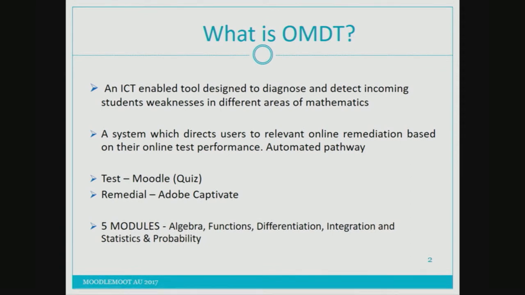It was piloted in 2014 in the science faculty, but today OMDT is throughout the university, and it is compulsory for the first year students to do. If they do not do OMDT, they cannot register for the second year courses. So now it's compulsory because of the fact that mathematics is needed in most of the courses.